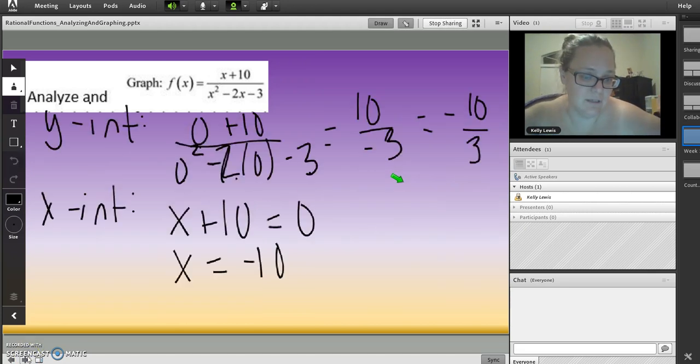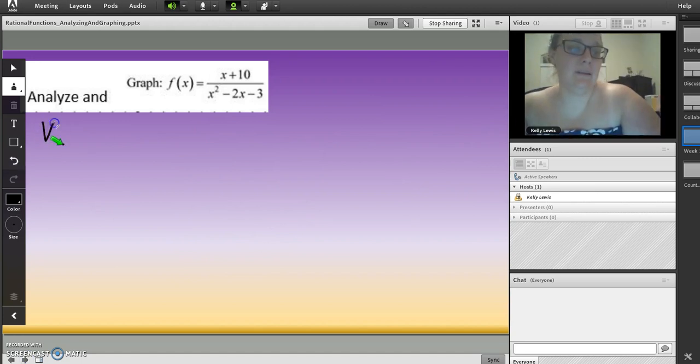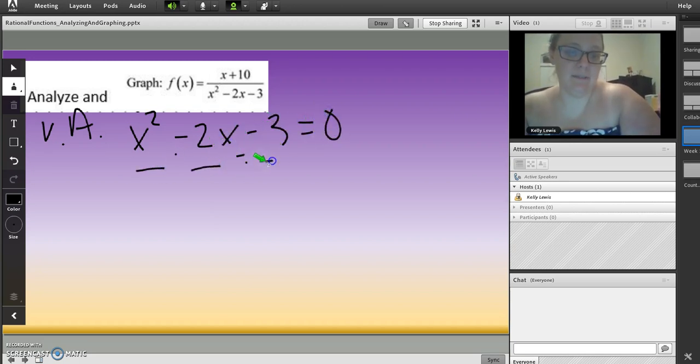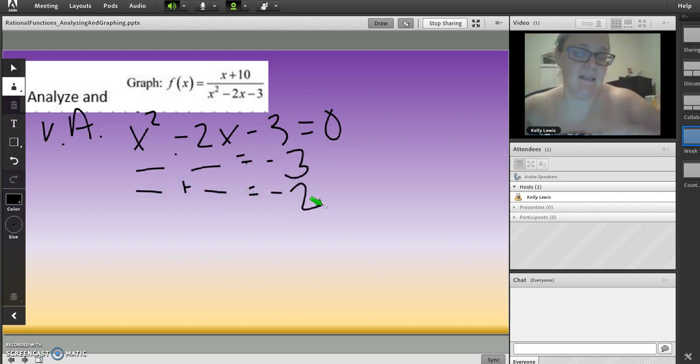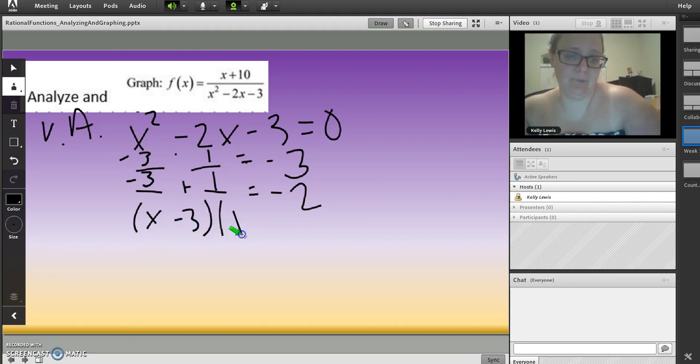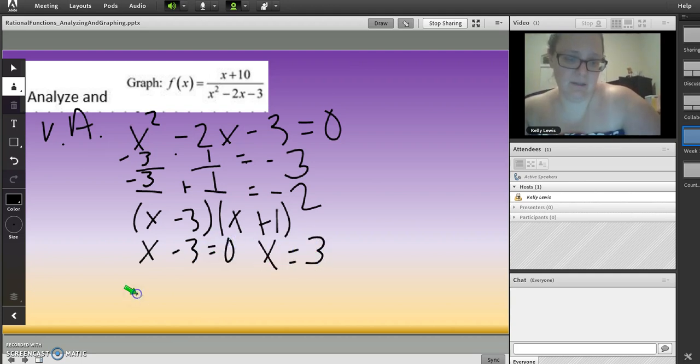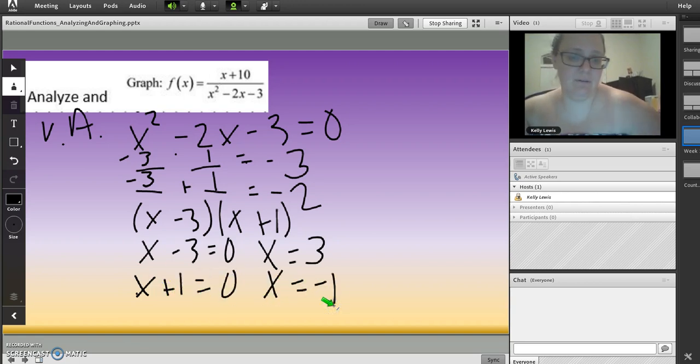Vertical asymptote is when you set the bottom equal to 0 and solve. So we're going to figure out what multiplies to give us negative 3 and adds to give us negative 2: negative 3 and 1. So we get x minus 3, x plus 1. So we will get x minus 3 equals 0, we'll get x equals 3. x plus 1 equals 0, so we'll get x equals negative 1. 3, negative 1.